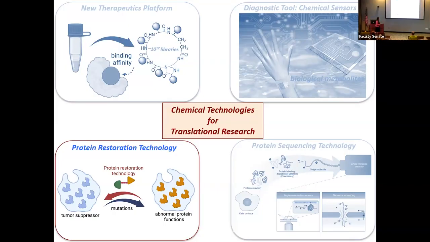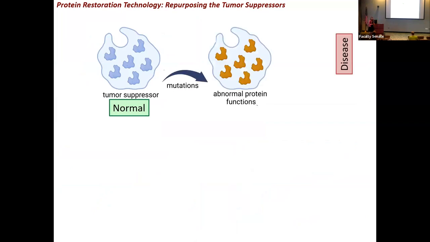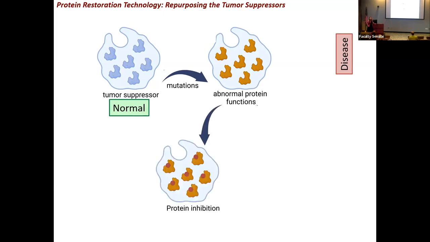So what do these proteins do? Normally they behave as suppressors, but if there is a mutation in the protein or if it is not folding properly, then it leads to abnormal proteins and abnormal functions, and that leads to diseases. One of the common ways to control this abnormal function of the protein is to generate an inhibitor, and that's what a drug discovery program does. You make an inhibitor for these abnormal functions of the protein, and you can stop them, and then everything will be okay.